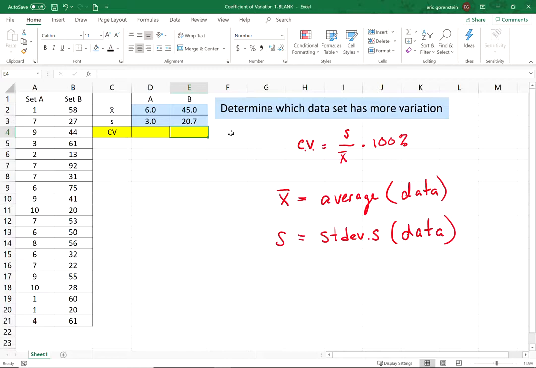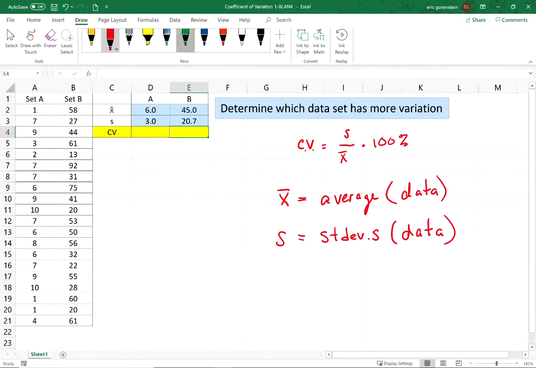Now, you cannot use these numbers to determine which set has more variation. It's comparing apples to oranges. Even though set B has a higher standard deviation, that 20.7 is relative to the numbers in set B. And that smaller standard deviation of 3 is relative to the numbers in set A. So what we're going to do now is calculate the coefficient of variation for each set.